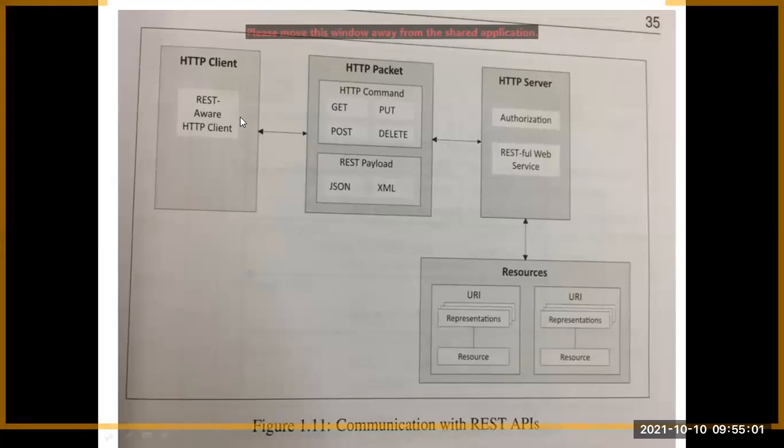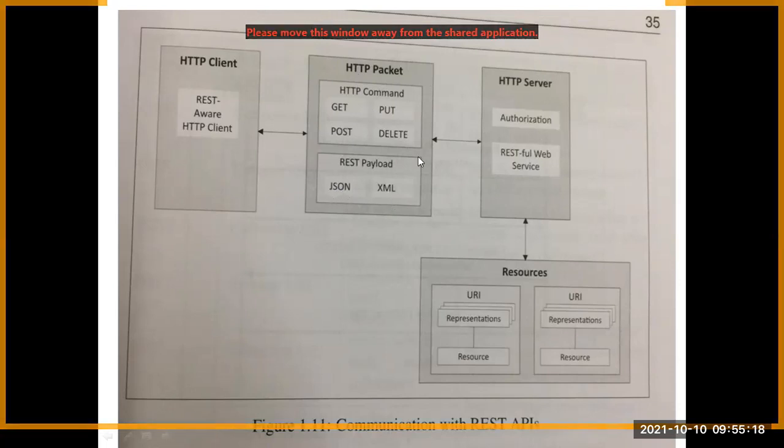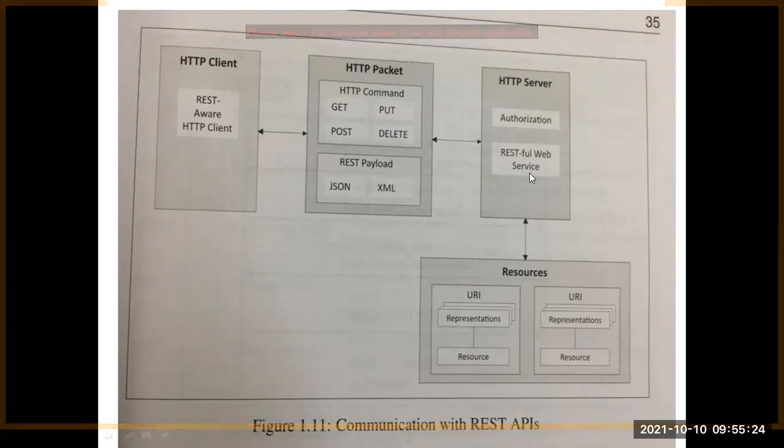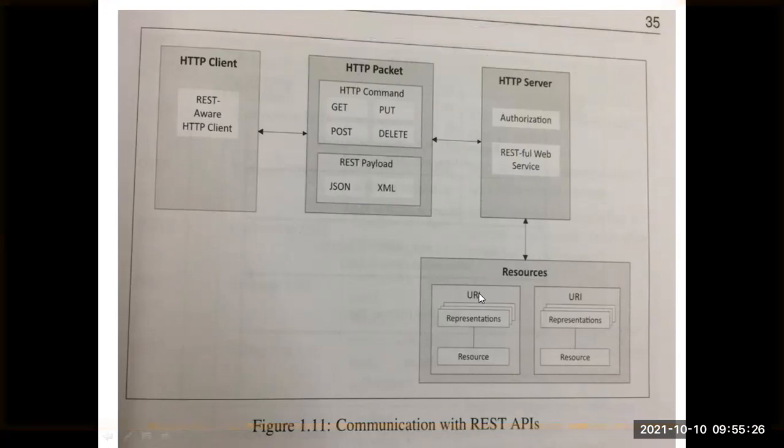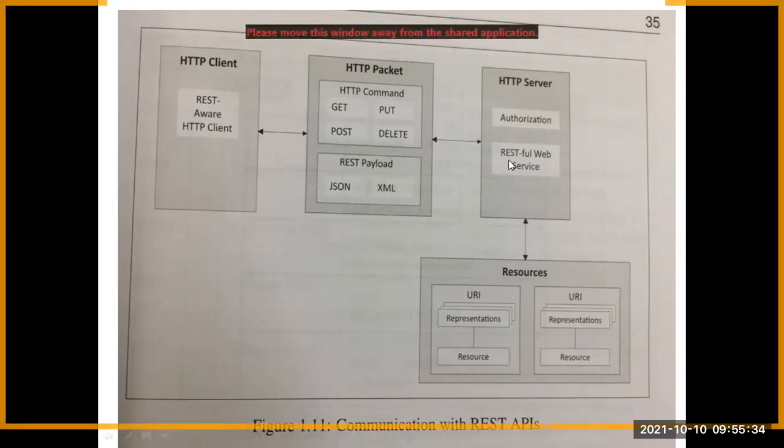This is the basic communication model for the REST application program interface: HTTP client, HTTP packet, HTTP server. In between, the HTTP client sends requests to get data, put data, post, delete. These are the HTTP packets. The payload is XML or JSON. Authentication is handled by the RESTful web server only. The resource is identified by a URI, which represents the different data available. From that URI the server gathers the data and sends it to the client.